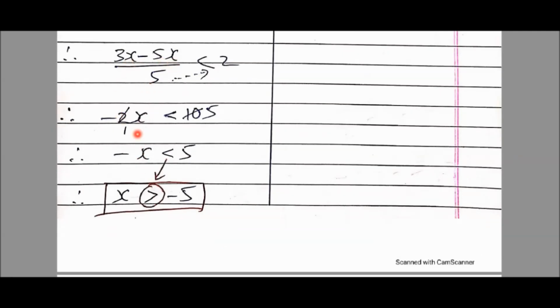So 3x minus 5x is minus 2x less than 5 multiplied with 2. See the arrow, so it becomes 10. 2 1s are 2, 2 5s are 10. So minus x is less than 5.